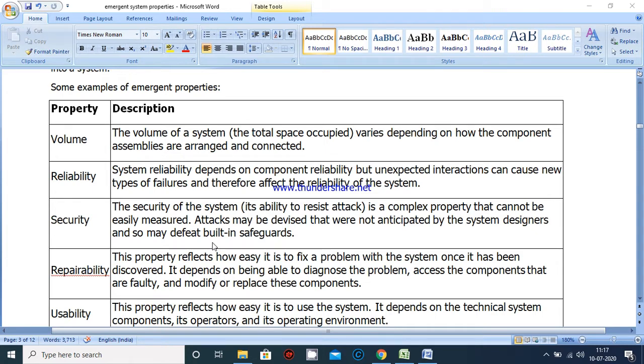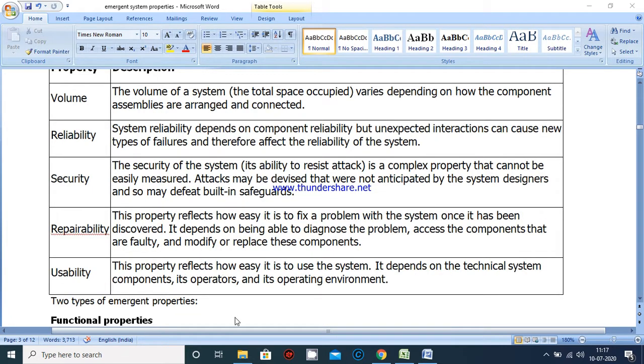Now, repairability. The property reflects how easy it is to fix a problem with the system once it has been discovered. It depends on being able to diagnose the problem, access the components that are faulty, that have some errors, and modify or replace these components as early as possible. Next one is usability. The property reflects how easy it is to use the system. It depends on the technical system components, its operators, and its operating environments.